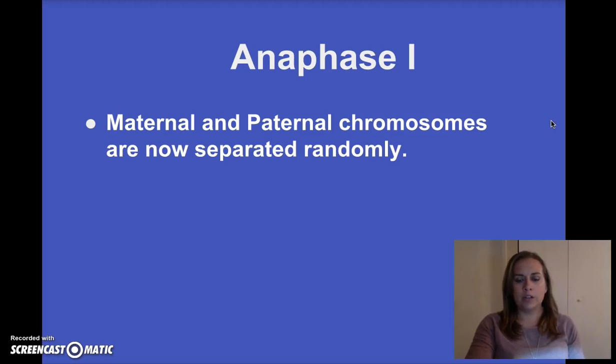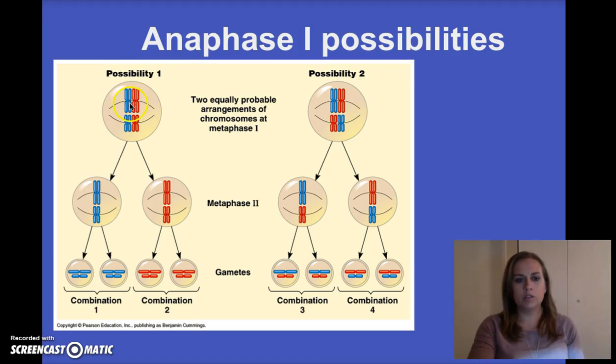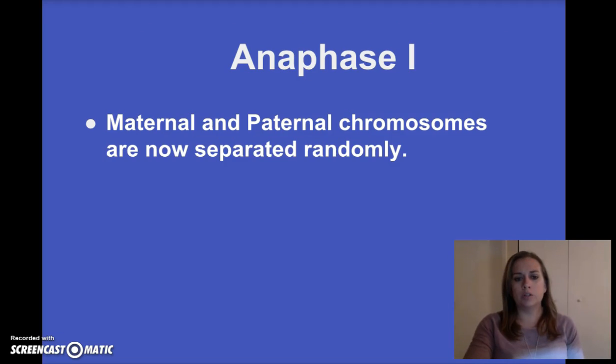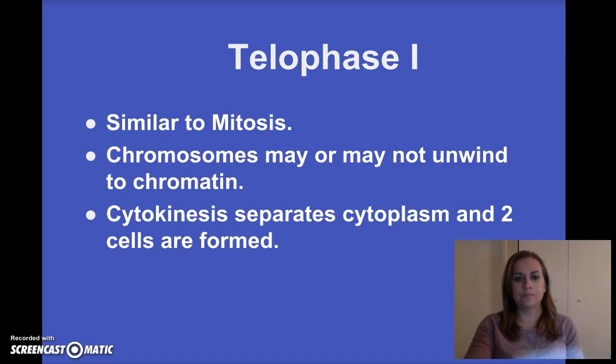So what happens during anaphase 1 is that the maternal and paternal chromosomes are now separated randomly. Okay, so that's why we're showing two different colors. So the blue would be chromosomes inherited from dad, the red would be chromosomes inherited from mom. They don't have to stay together in terms of like all the blue together and all the red together. They're going to mix up a little bit, and that's actually really important for genetic variation.